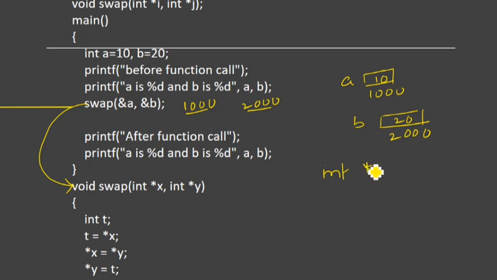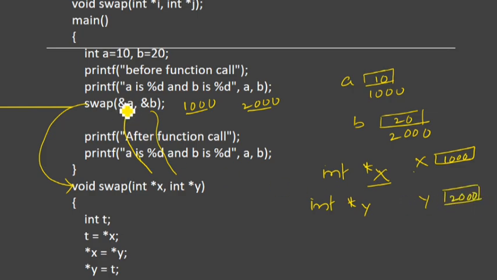Int asterisk x. So asterisk x is a pointer variable which can store an integer address. So this 1000 is going to be stored in x. Now x equal to 1000. And the address of b, which is 2000, is passed to y. Here int asterisk y. So y is a variable which can store 2000.